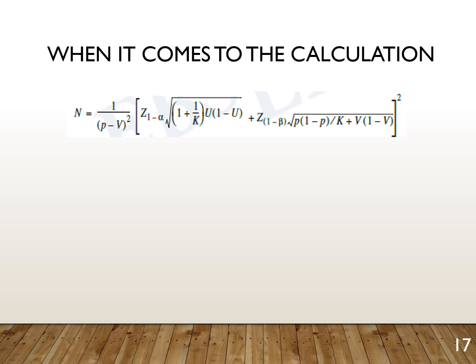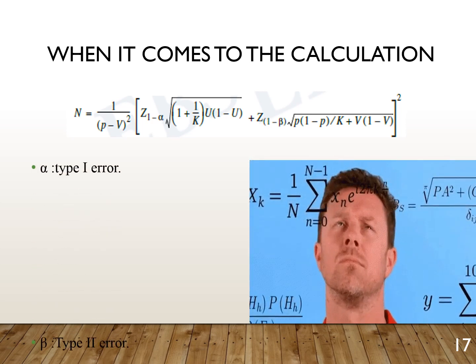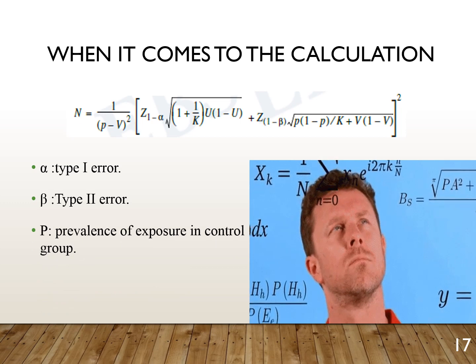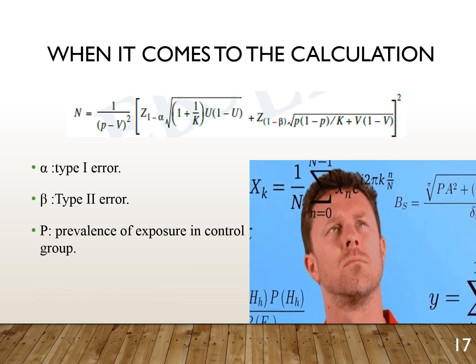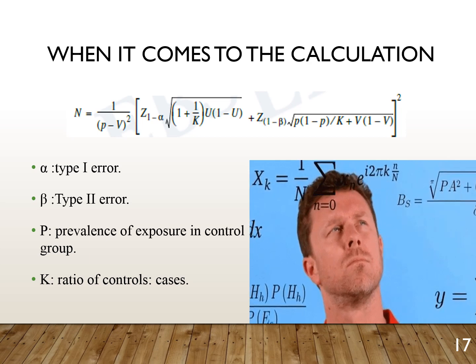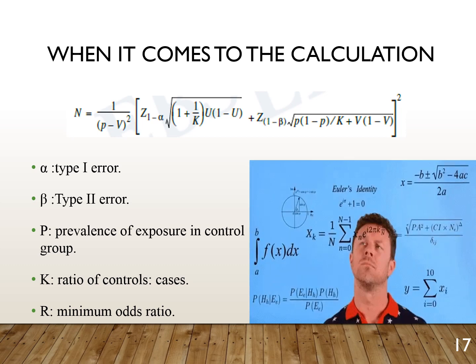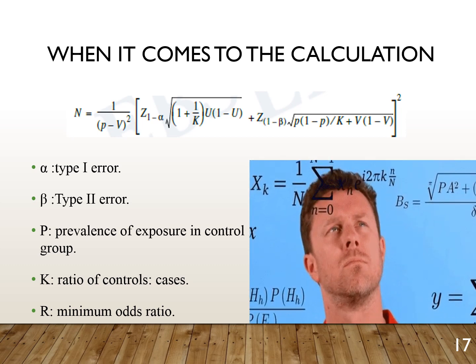The formula for calculating sample size for a case control study is similar to that for cohort studies. Alpha is type 1 error, beta is type 2 error, P is the prevalence of exposure in control group, K is the ratio of controls to cases, and R is the minimum odds ratio, the same 5 variables that we mentioned previously.